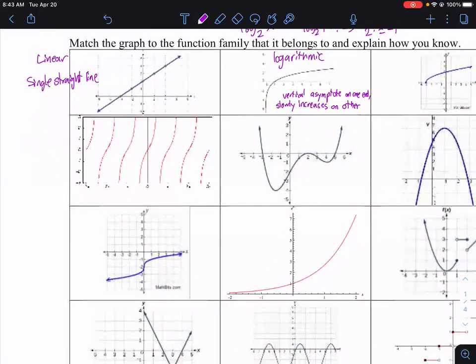Remember that we should be not only coming up with the function name, but also a short description, like I've been doing, of the defining characteristics of that function.